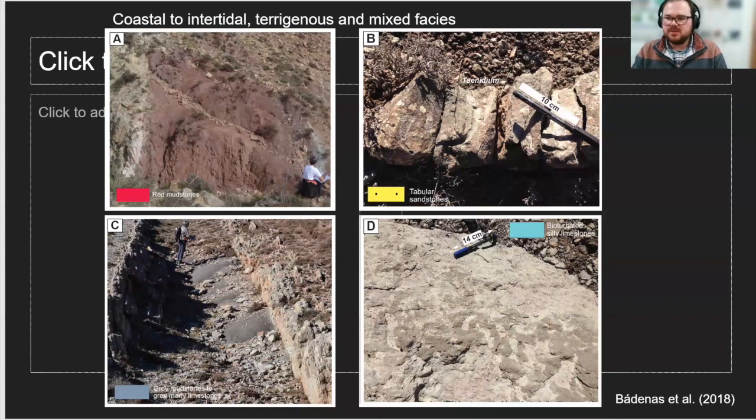So next, we're going to look at the coastal to intertidal, heterogeneous and mixed facies. They included red mudstones up to 20 meters thick, intercalated decimeter thick beds of tabular sandstones, and decimeter thick beds of mixed facies, including mudstones, marly limestones, and bioturbated silty limestones.